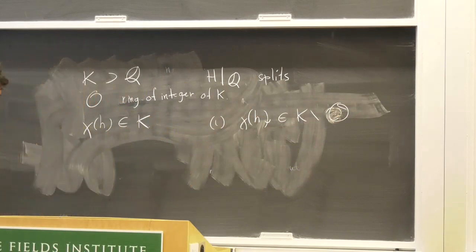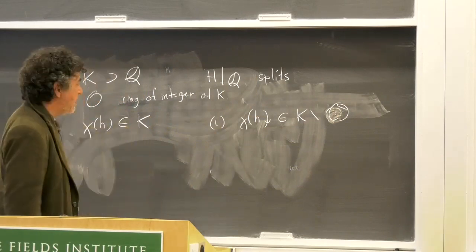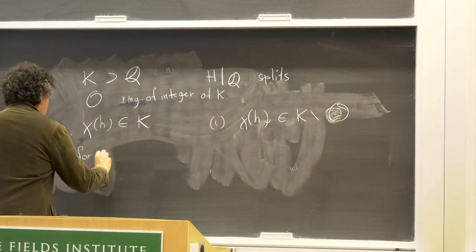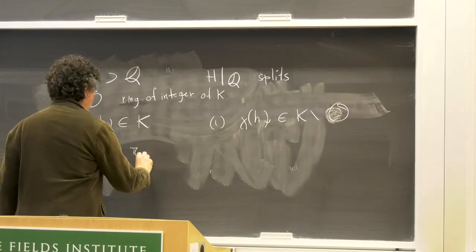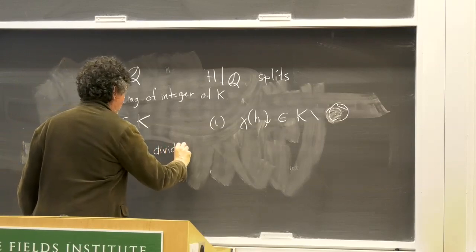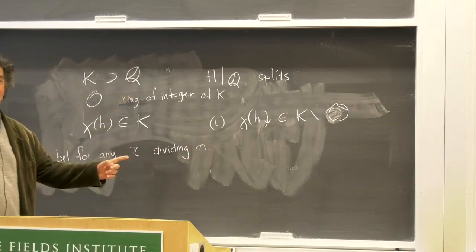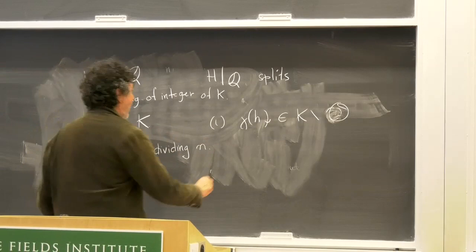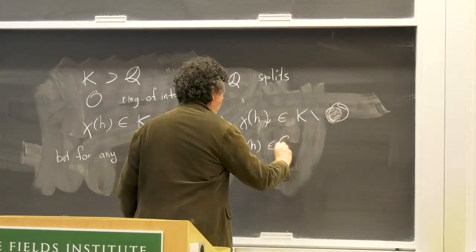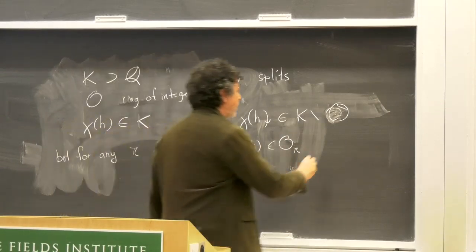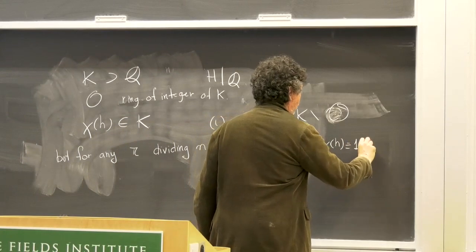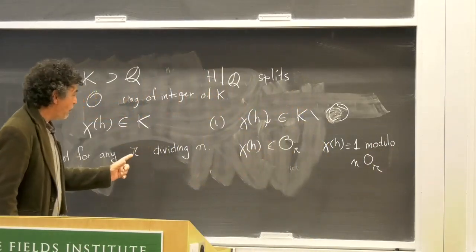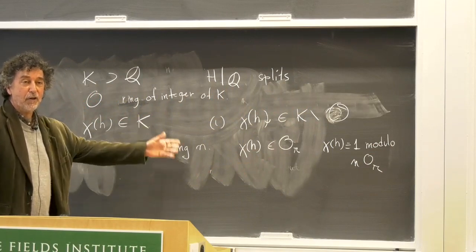And the second condition means the following. It means that for any pi dividing n, for any finite place dividing n, chi of h should belong to the ring of pi-integers, and chi of h is congruent to 1 modulo n of pi. So there is a finite number of places dividing n, and for each of them you should satisfy this condition.